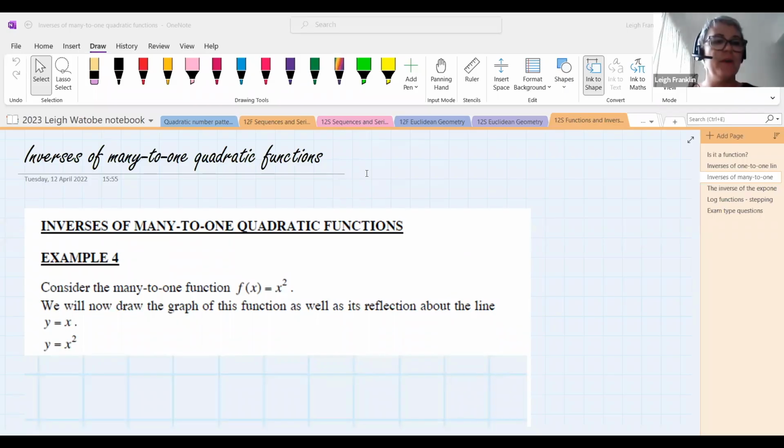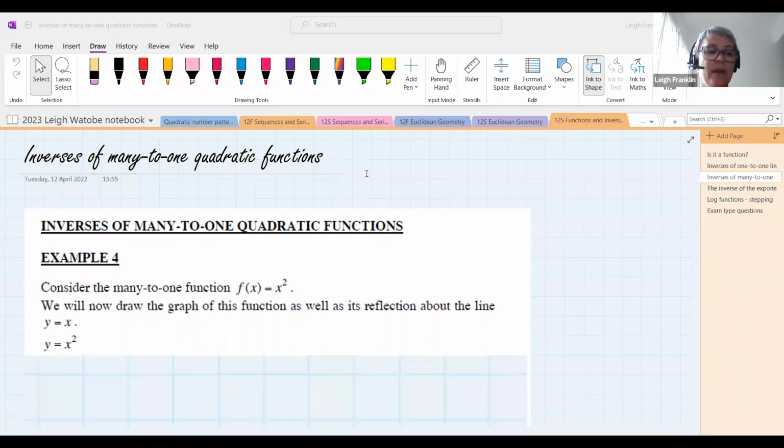Matrix, the last time that we were together, we were talking about, well, the first week that we started, we were talking about whether a function is a function or not. We looked at whether it passes the vertical line test and the horizontal line test. And then we spent some time talking about the inverses of one-to-one functions.